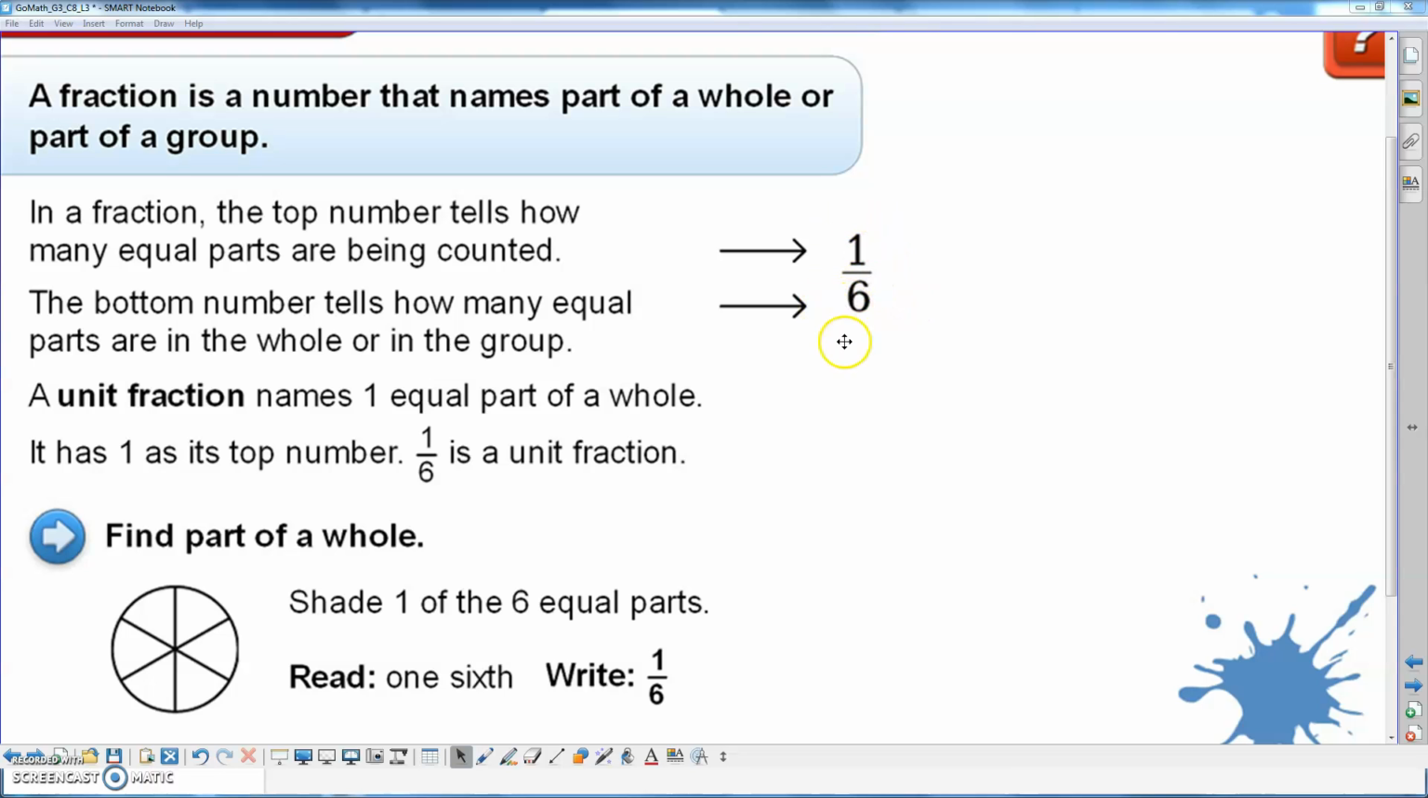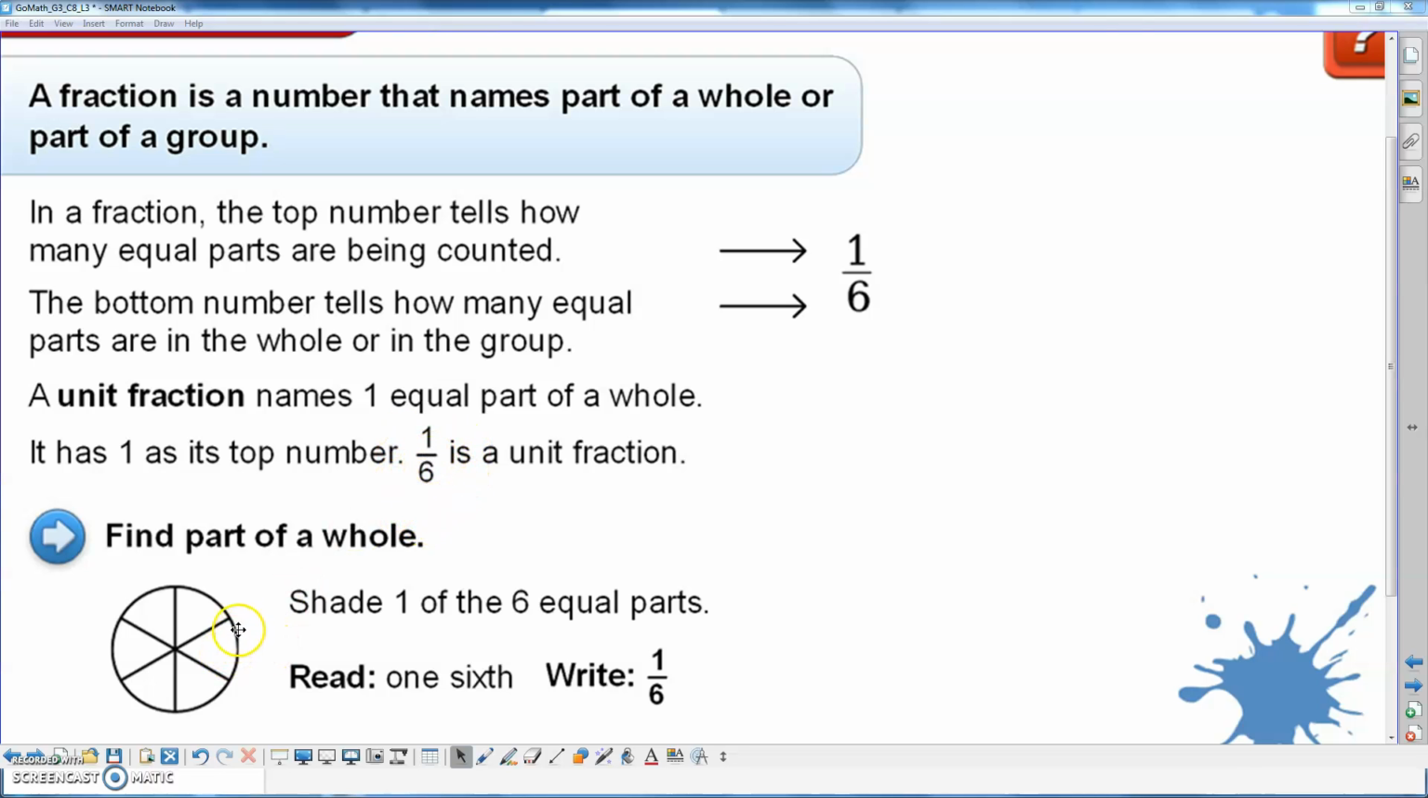The number on the bottom, remember, we talked about this a lot, is the number of equal parts in the whole. So the number on the bottom always tells us how many parts are in the whole. That's called a unit fraction, one part of that whole. If we're looking at this fraction right here, 1/6, we're talking about only one part, and there are 6 total parts in the whole.